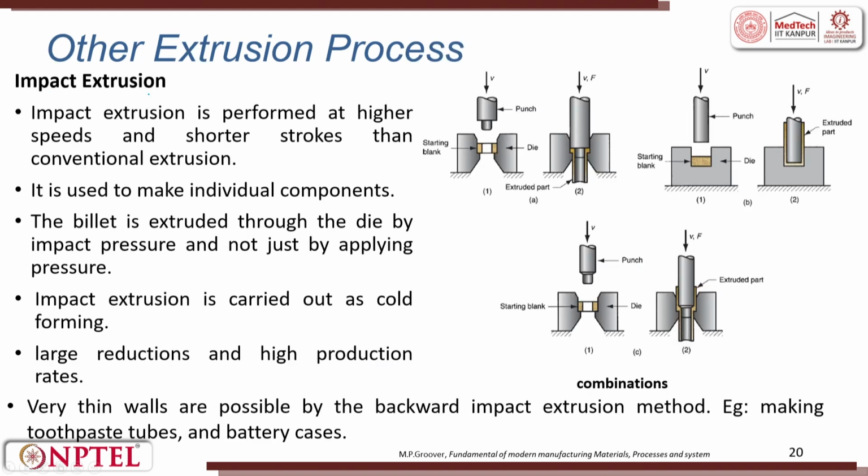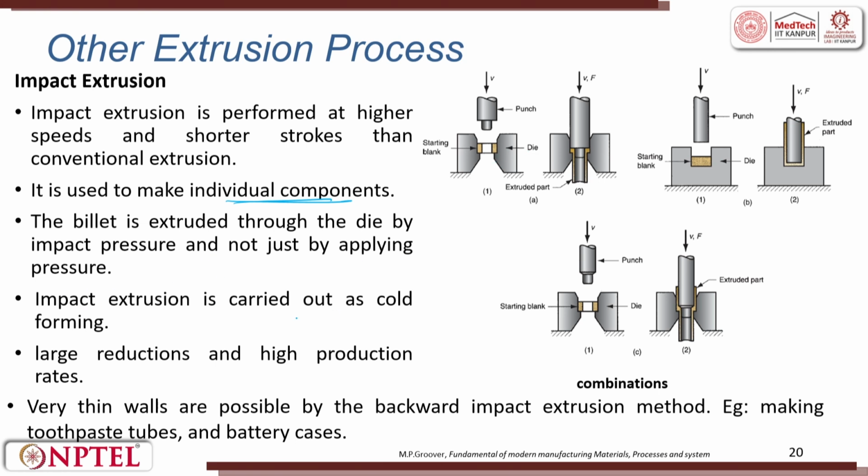So, impact extrusion. All your tubes, when we started with an analogy of a tube, all these tubes are made by impact extrusion. Impact extrusion is performed at higher speed and shorter strokes than the conventional extrusion. It is used for making individual components. Very small pins can be made. If you see, the majority of the copper pins which are used in ICs are made through impact extrusion. The billet is extruded through a die. So, this is the die. The punch comes and extrudes through a die by impact pressure and not just by applying pressure.